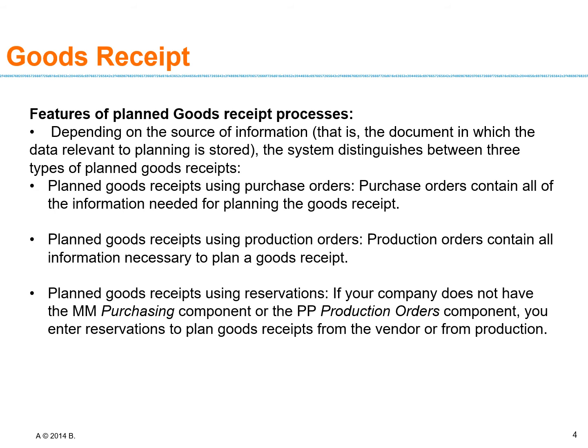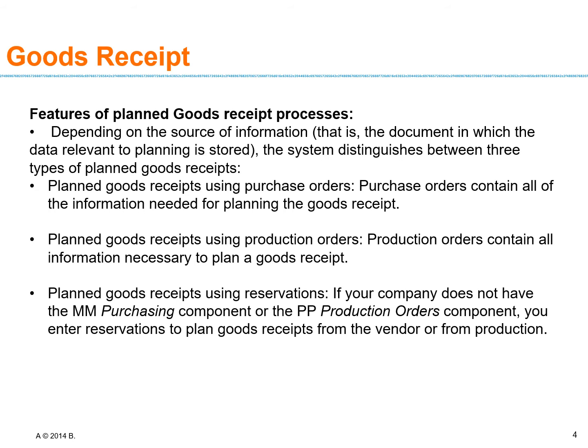So you can basically see what kind of items are being produced and what is the quantity of the items that are going to be delivered, right? Then third is the planned good receipt using reservations.